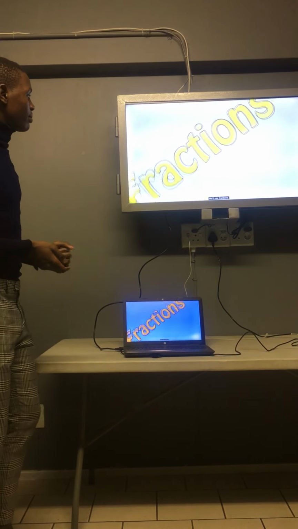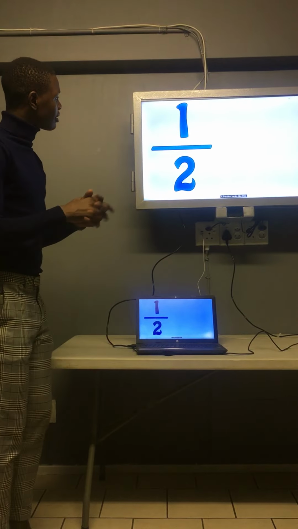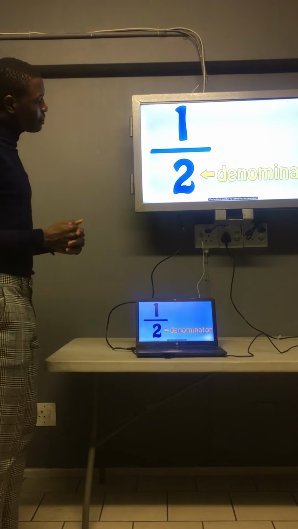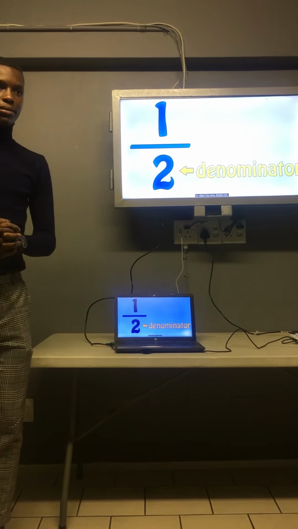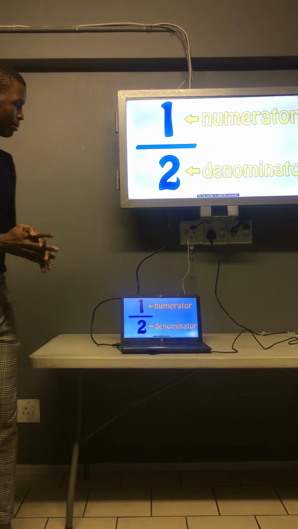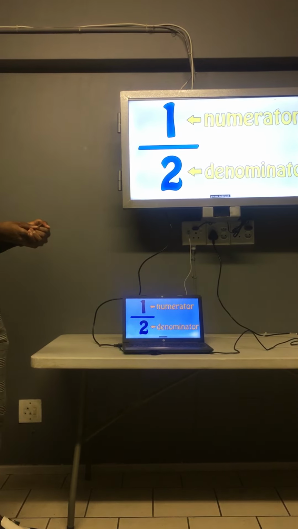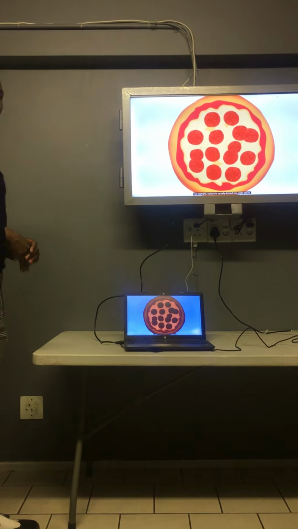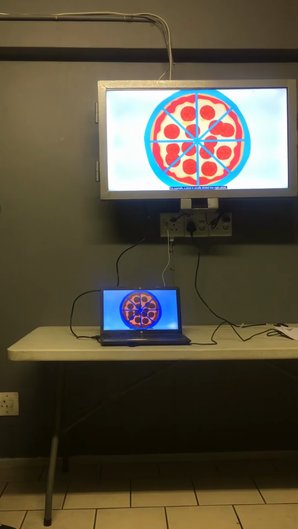We use fractions. A fraction looks like this. The bottom number is called the denominator. It shows how many equal pieces an object has been divided into. The top number is called the numerator. It shows how many parts of the denominator you are looking at.